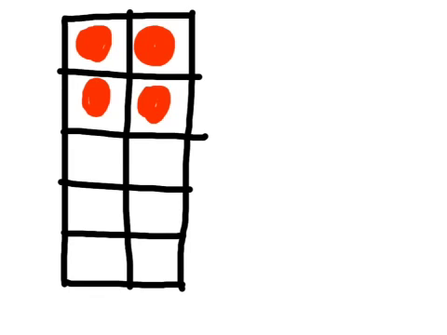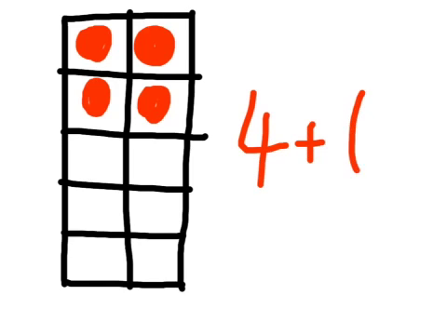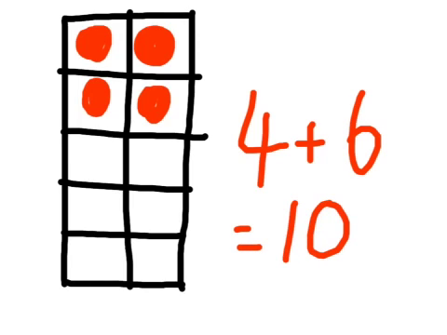Subitizing is really important because it helps us with other math things like addition. So if I'm looking at this tens frame, I can see, without having to count, that there's 4 dots because I can recognize that straight away. So if I wanted to know how many more to get to 10, without even having to count, I know that 4 plus 6 equals 10, because 4 and 6 are friends of 10.